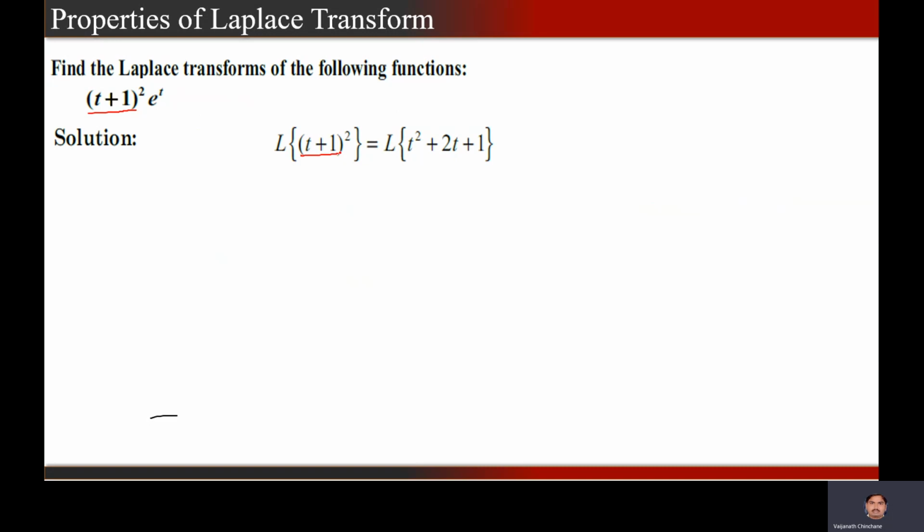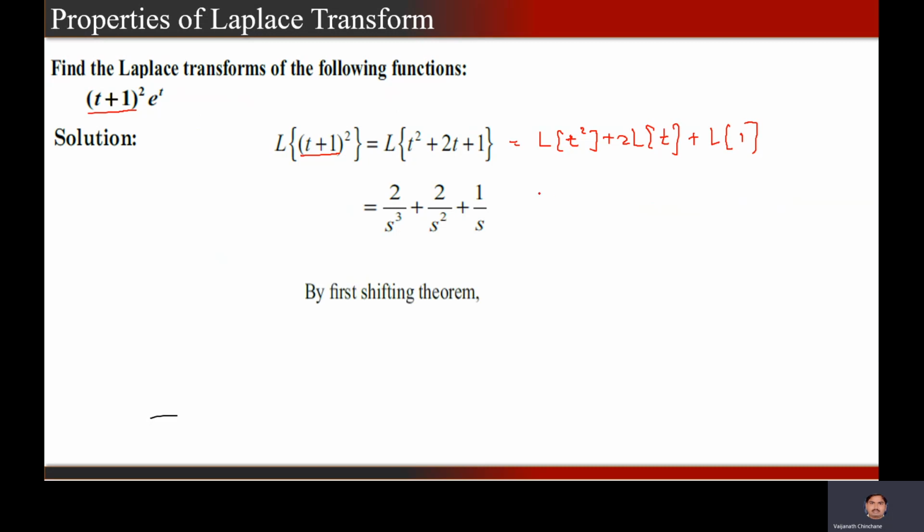But firstly expand this, t plus 1 square, that is t square plus 2t plus 1, and that is equal to Laplace of t square plus 2 outside Laplace of t plus Laplace of 1. Right, and therefore what is Laplace of t square? 2 factorial upon s cube plus 2 upon s square plus 1 by s, and this is the Laplace of t plus 1 whole bracket square.